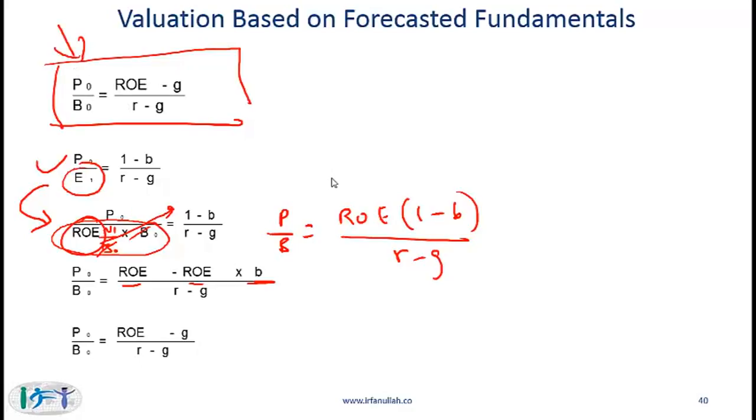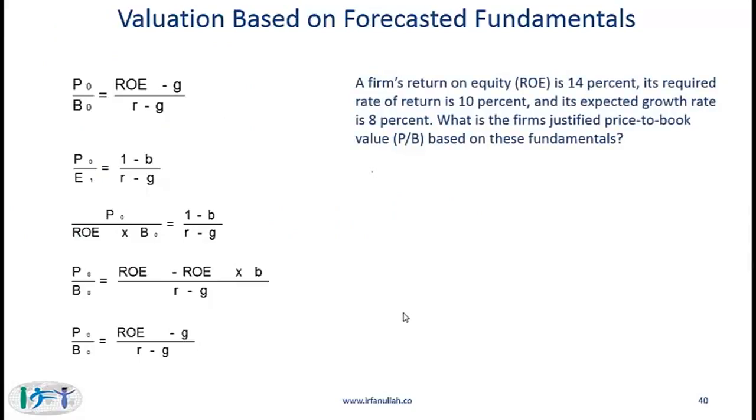If you want, you can learn the derivation, but I would say that once you are convinced, just remember this relationship. All right, now just to make you do some quick work, use that relationship and come up with what the justified price to book should be for this firm.